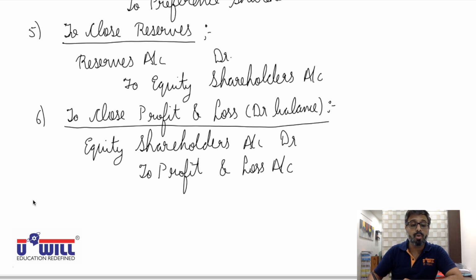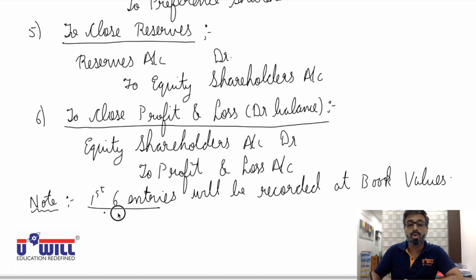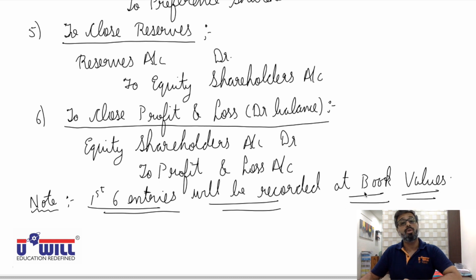will be recorded at book values. Okay, don't consider the agreed values given in adjustment. First 6 entries will be recorded at book values. Why? Because what are we doing in these 6 entries? Closing the accounts appearing in the books of accounts. Closing of accounts has to be done with the values appearing in the books, that is book values.